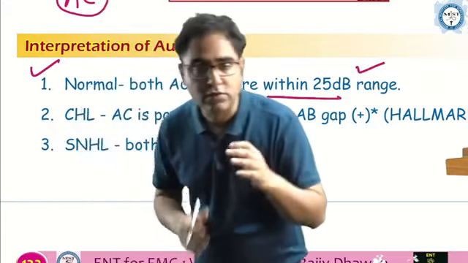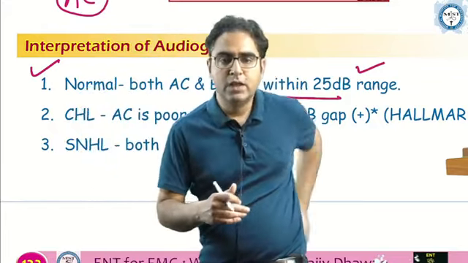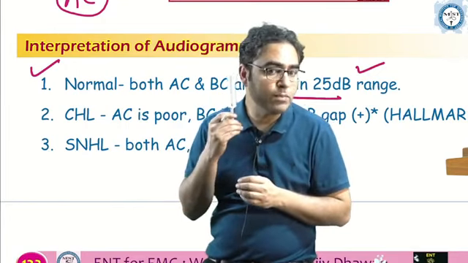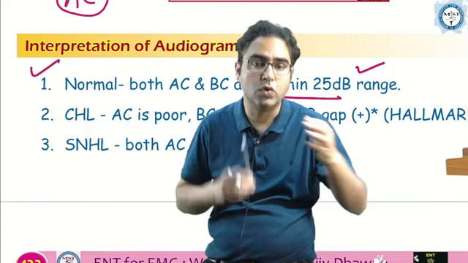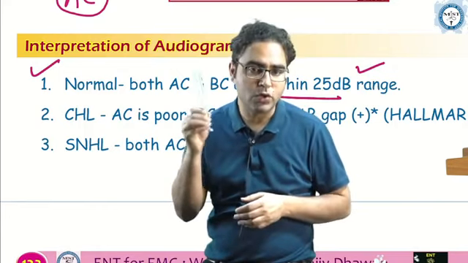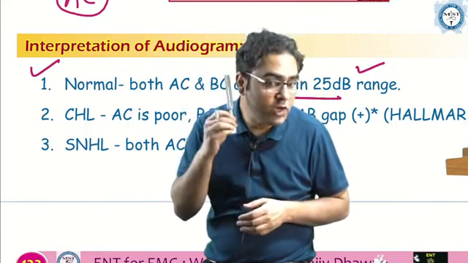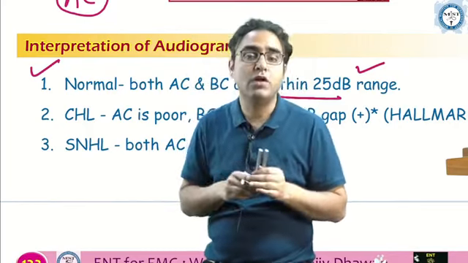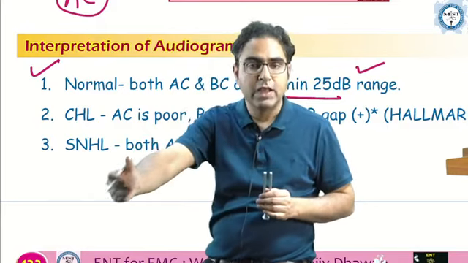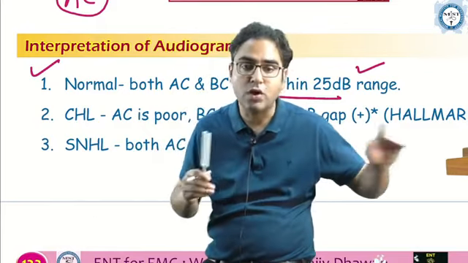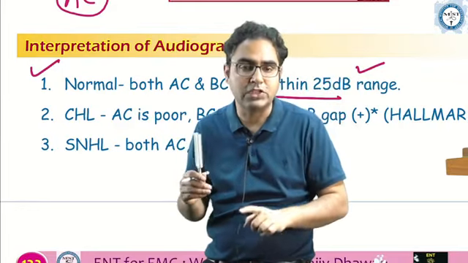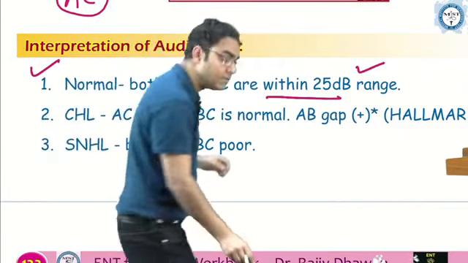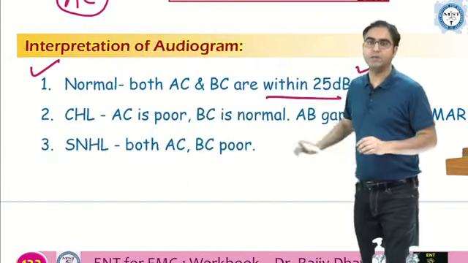But now everybody try with me, beta. Conductive hearing loss, beta. Please apply the tuning fork test knowledge, beta. In conductive hearing loss, is AC poor or BC poor, beta? Think. Conductive hearing loss, recall the tuning fork test, beta. In the tuning fork test, in conductive hearing loss, was AC poor or BC poor? You remember, in conductive hearing loss, BC is better than AC. It's called Rinne negative, beta. Rinne negative is CHL. What is Rinne negative? BC is better than AC. So, in conductive hearing loss, AC is poor, but BC is normal, beta.